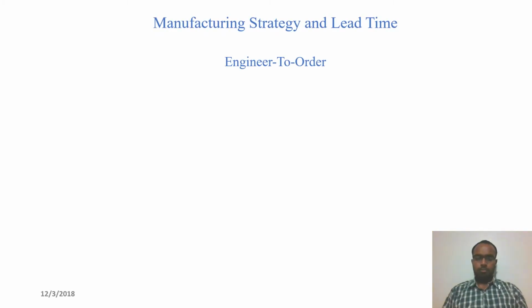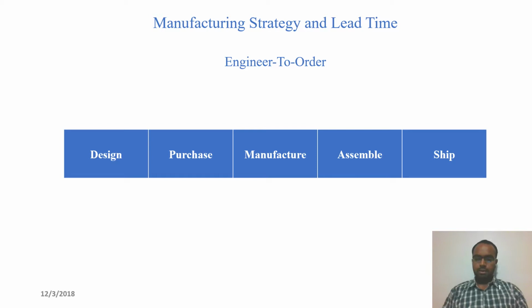The fourth type of manufacturing strategy is engineer to order. The engineer to order strategy consists of 5 different types of stages. They are design, purchase, manufacture, assemble, and ship. In this type of manufacturing strategy, we don't hold any inventory such as a raw material, subcomponent, or a final product. Even the design stage begins only when a customer order is placed.